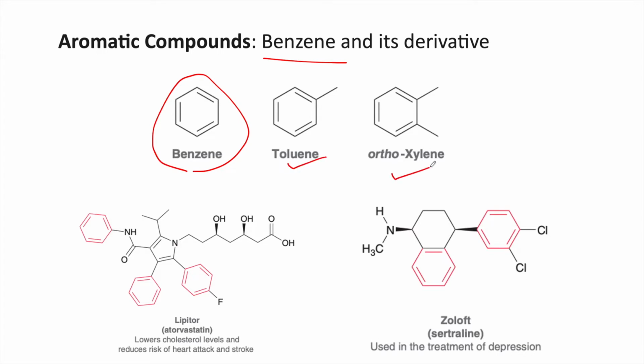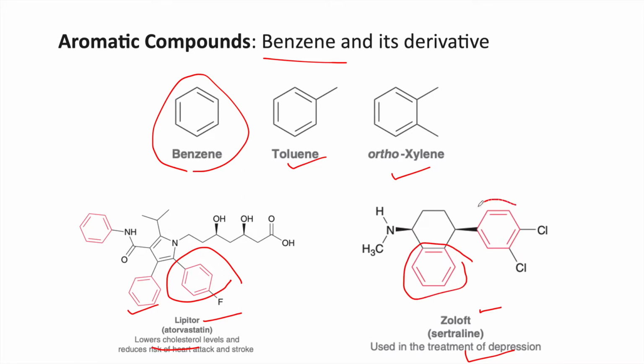These are aromatic compounds. If you look at the structure of drugs around yourself, these drugs contain some aromatic compound. For example, Lipitor is used for treatment of cholesterol. It lowers the cholesterol level, and if you see the structure of Lipitor, there is a benzene ring present. Similarly, there is Zoloft, which is used for treatment of depression. The Zoloft structure contains a benzene ring.